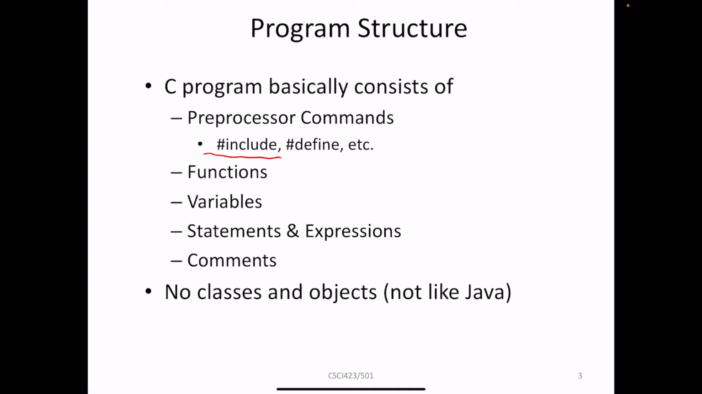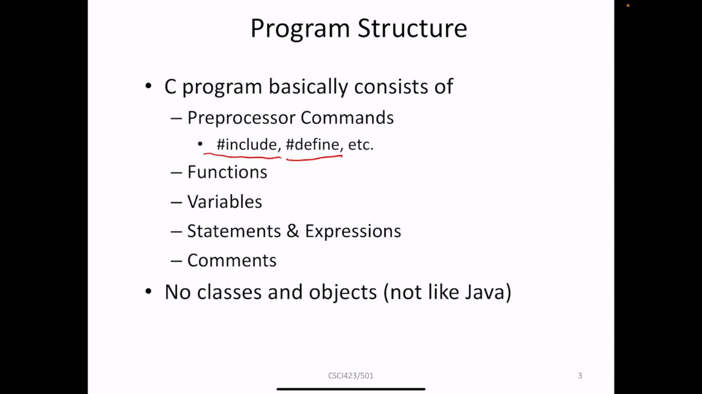The next preprocessor command is #define. You can customize some terms, and then later directly use them in your C code. Later you will also see more preprocessor commands in your C programs. The next component of the program structure is functions, which are very similar to methods in Java. Also, the variables, statements, expressions and comments are very similar to Java.